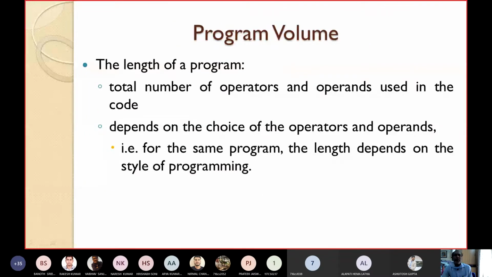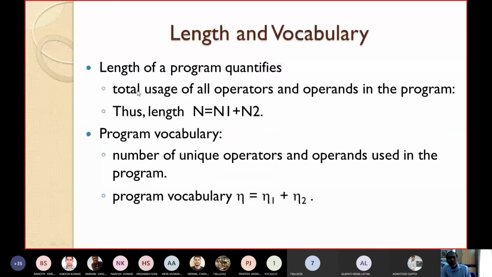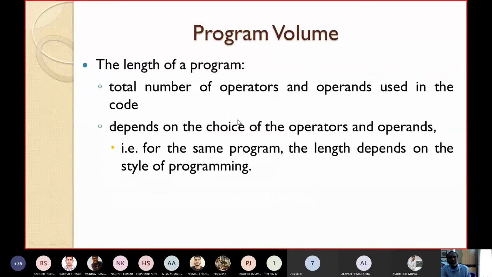Okay. Now let's quickly define program volume. I have already told you the length of a program N is equal to N1 plus N2. The length of a program is defined as the total number of operators and operands used in the code. So the length of a program depends on the choice of operators and operands. What operators you are choosing, what operands you are choosing. That is, for the same program, the length depends upon the style of programming, isn't it?